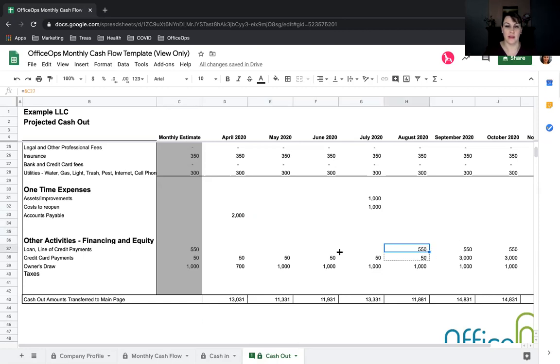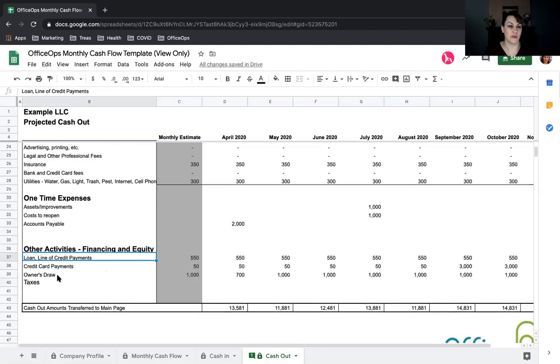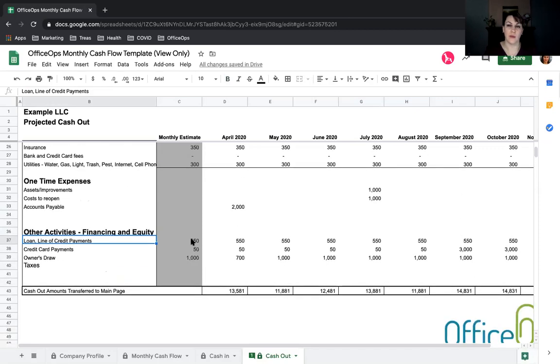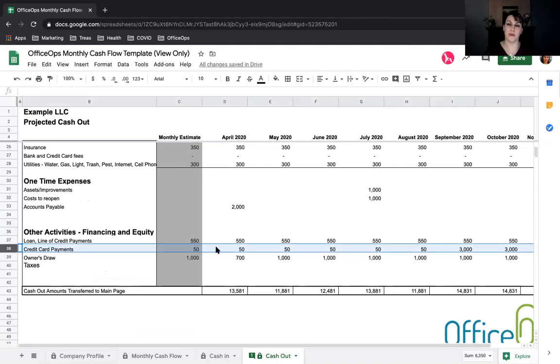Okay, and then down here at the bottom, I'm going to call this other activities, financing and equity. So loan and line of credit payments, a lot of those are going into forbearance right now. If you can't make those payments, you can usually get in touch with your bank to have those postponed for a couple months. The same thing with credit card payments, or you can pay the minimum. But here you're not going to put the balance owed on your credit card, you're just going to put the amount that you're going to pay every month.